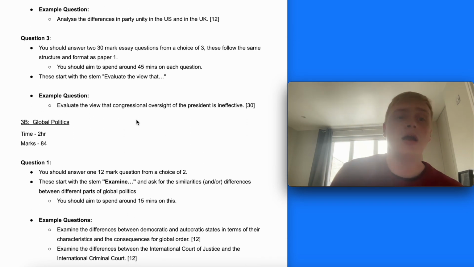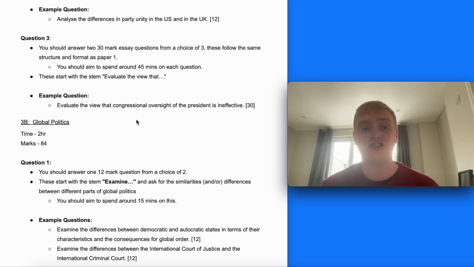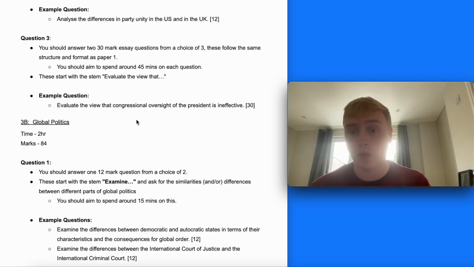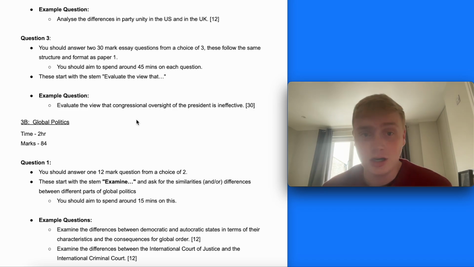And then finally, you do 2 essay questions out of a choice of 3, and they're a similar kind of format to paper 1 and paper 2, where it's evaluate the view that. You've got a question, you've got to come up with arguments on either side and come to a judgment. For example, evaluate the view that congressional oversight of the president is ineffective.